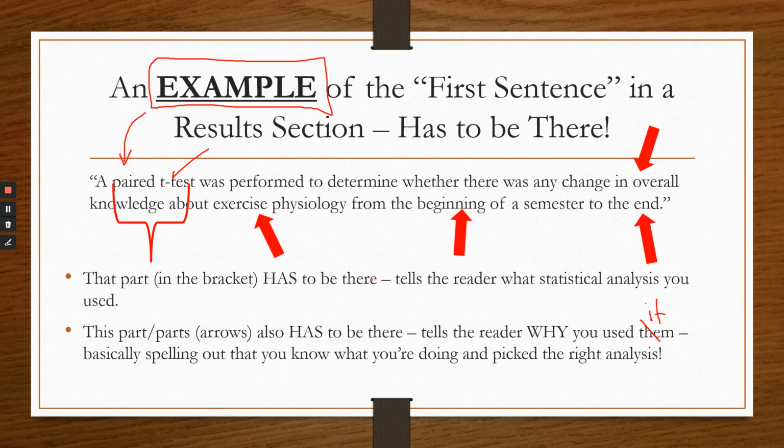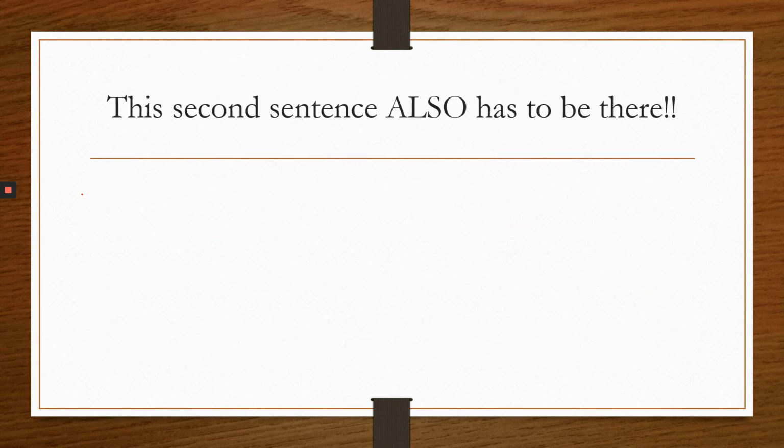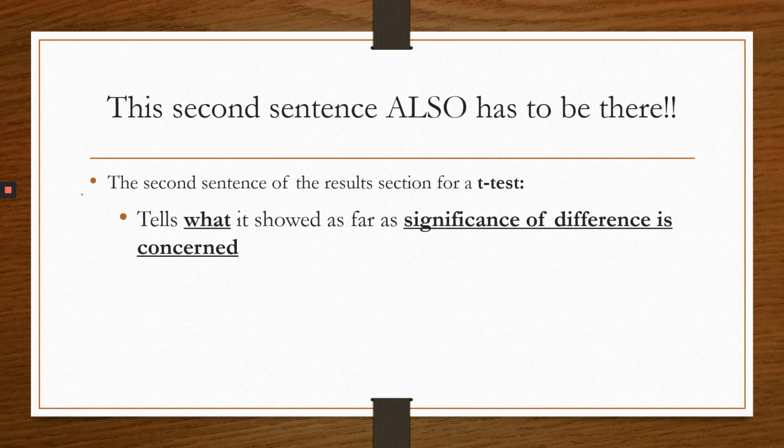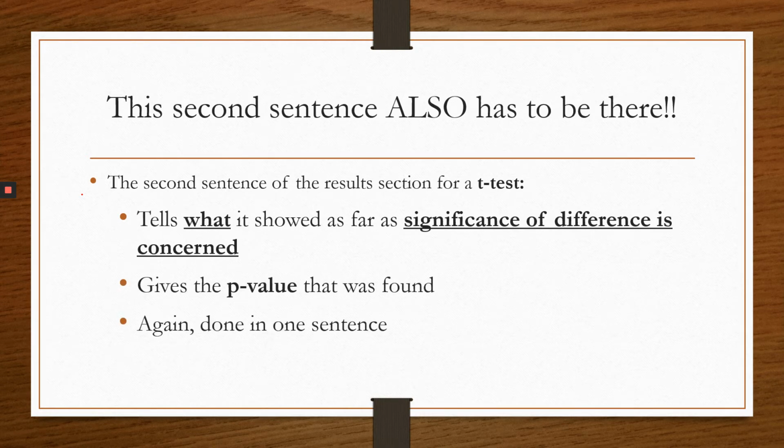So that's the first sentence, and that's it. See how we did that all in one sentence? Cool, huh? So not a lot of talking. All right, good. This second sentence also needs to be there. This is the part where you're talking about the actual significance of the difference. This is where you start talking about the p-value. You're giving the p-value you found. And again, this can be done in one sentence. I can't say this enough.